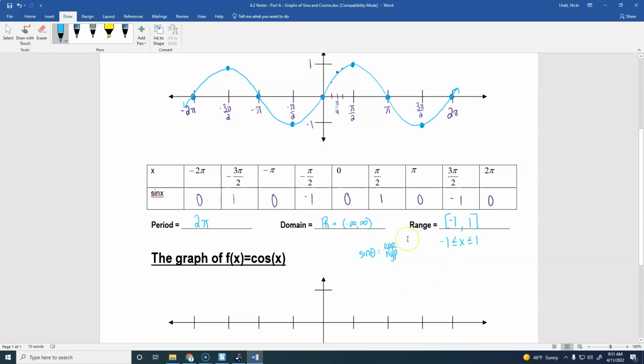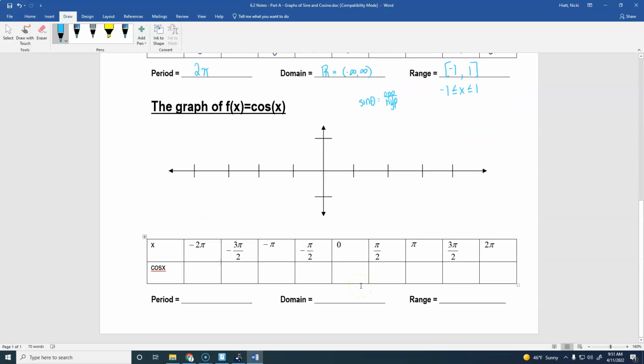So you can never get a number larger than 1 whenever you're taking sine of an angle, or less than negative 1. Okay? All right, so I want you guys to do the same thing for cosine. Give you a few seconds to do that.